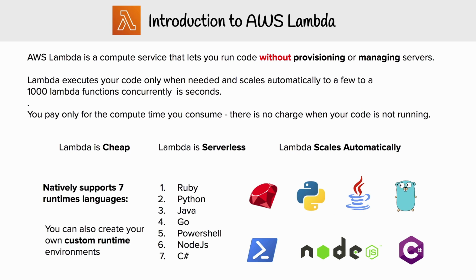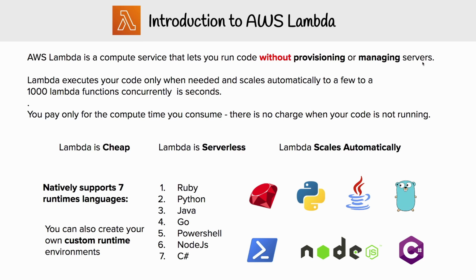So as we just said, AWS Lambda is a compute service that lets you run code without provisioning or managing servers. Lambda executes your code only when needed and scales automatically to a few or to 1,000 Lambda functions concurrently in seconds. You pay only for the compute time you consume. There is no charge when your code is not running. So the main highlights are Lambda is cheap, Lambda is serverless, and Lambda scales automatically.